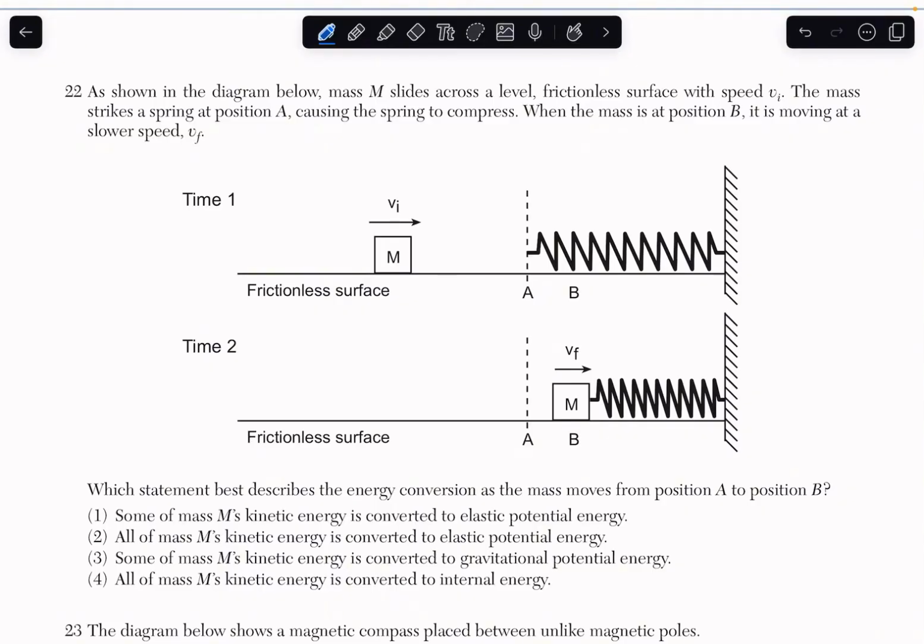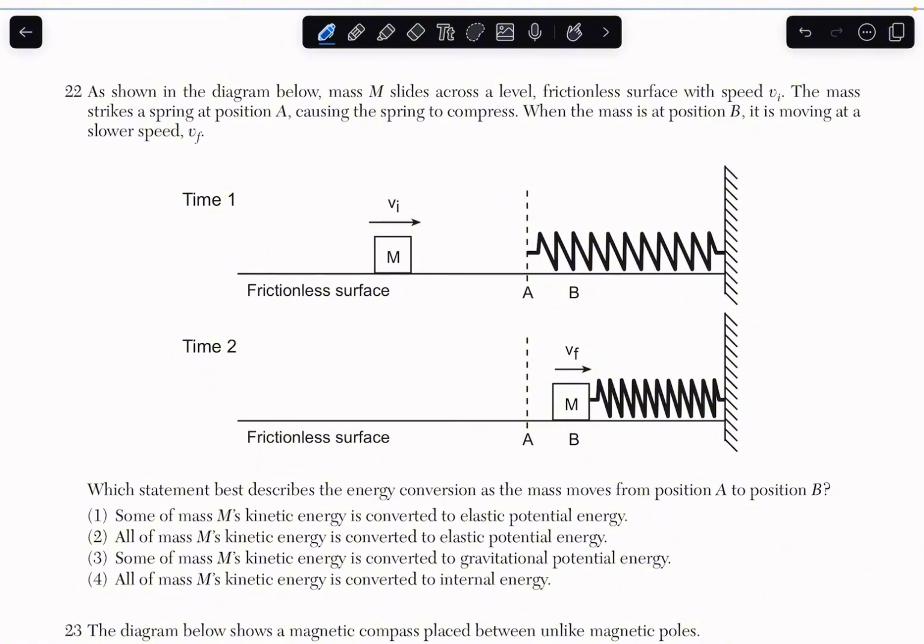22. As shown in the diagram below, mass m slides across a level frictionless surface with speed vi. The mass strikes a spring at position A, causing the spring to compress. When the mass is at position B, it is moving at a slower speed, Vf. Which statement best describes the energy conversion as the mass moves from position A to position B?